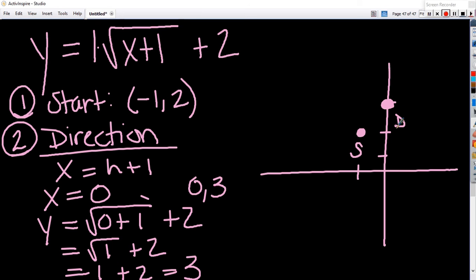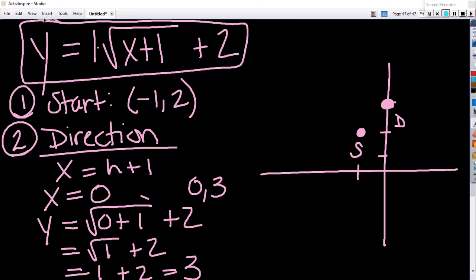I moved over 1 from the start point. I plugged it in my equation. The square root of 1 is 1.